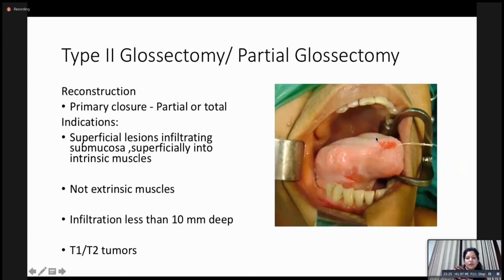So this is the classical defect which a type 2 glossectomy or partial glossectomy will leave, when there is no ankyloglossia, but you have a known cancer, and you remove it with adequate margin. They also describe that if the infiltration is less than 1 centimeter deep for T1, T2 tumors, then you can get away with type 2 or partial glossectomy.